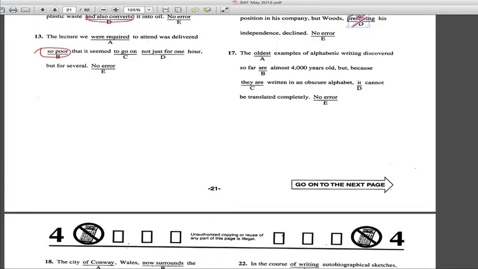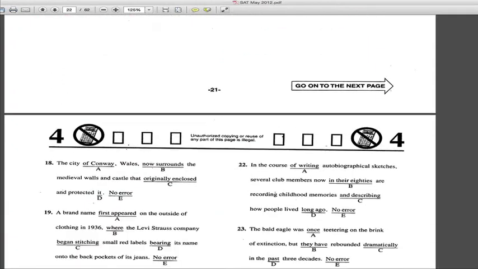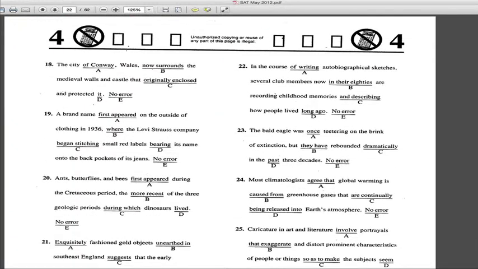The oldest example of alphabetic writing discovered. Examples. Cancel the preposition. Examples are. Makes sense. Almost all positive, but because examples are, they is correct. Written, okay, see what I mean? Here plural, here singular. Why do you do that? You can't just change that.